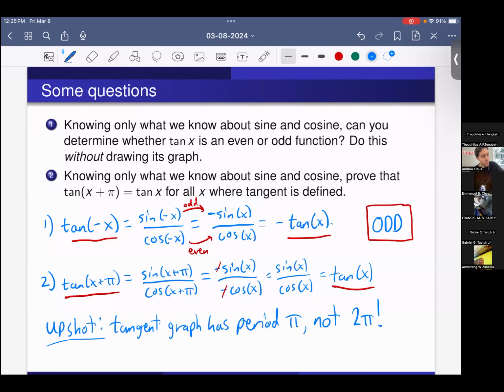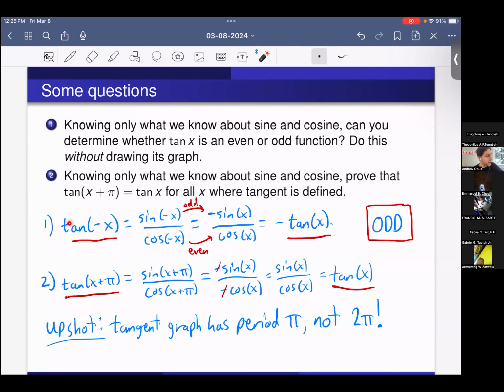Okay, so the tangent graph repeats itself faster than the sine and the cosine graphs do, right? The tangent graph repeats itself every time you move pi over, whereas sine and cosine only repeated themselves every time you move 2 pi over. That's because the sine becomes negative when you add pi and the cosine does also. And so when you take their ratio, nothing changes.